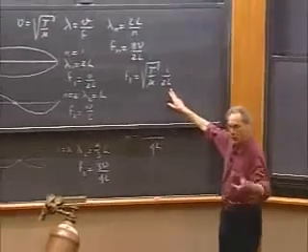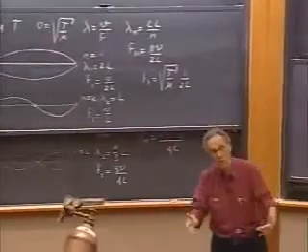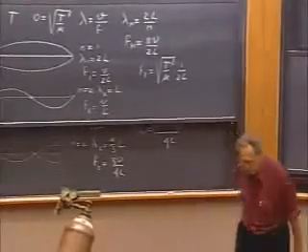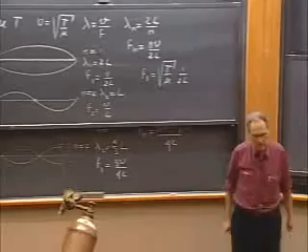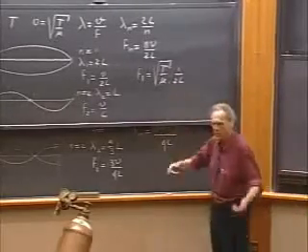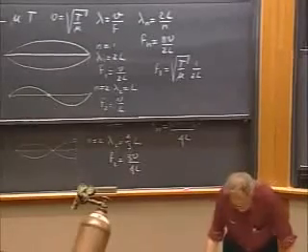If you make L longer, you get a lower pitch. If you make L shorter, you get a higher pitch, and we all know that. If you make the tension higher, you get a higher pitch. If you make the mass per unit length lower, you get a higher pitch. And so that's key in designing musical instruments.